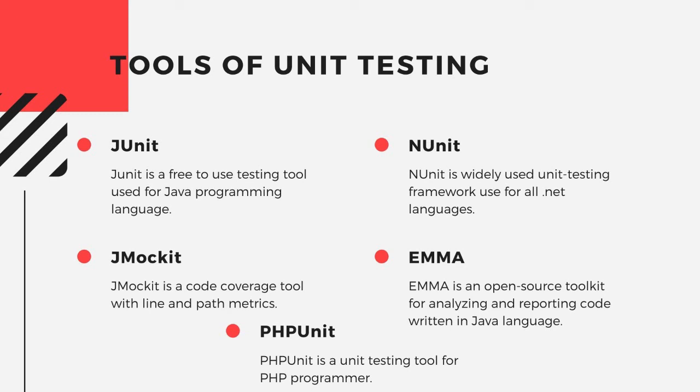JMarket is a code coverage tool with line and path metrics. Emma is an open source toolkit for analyzing and reporting code written in the Java language. And finally, we have PHPUnit. PHPUnit is a unit testing tool for PHP programmers. So those are the five tools for unit testing.